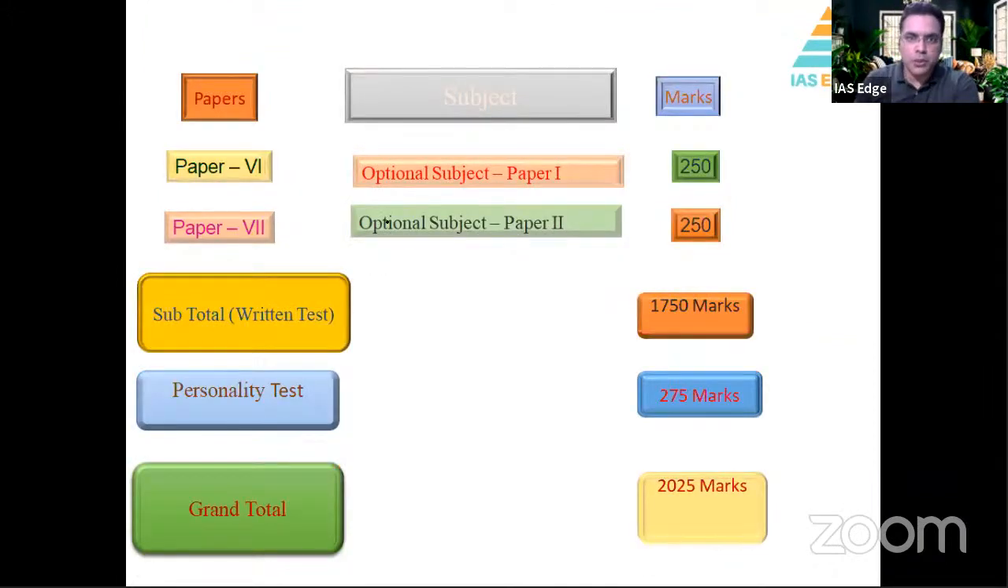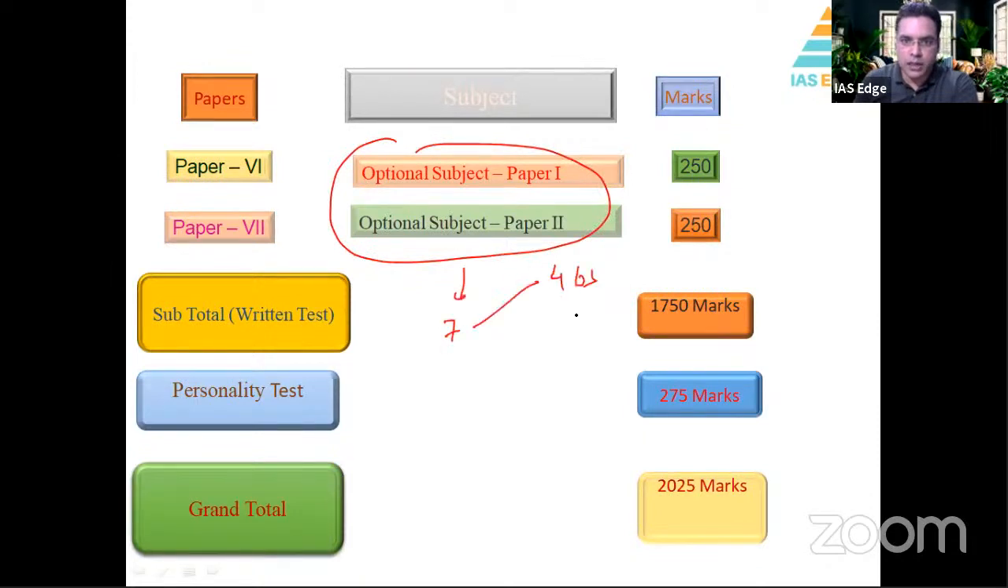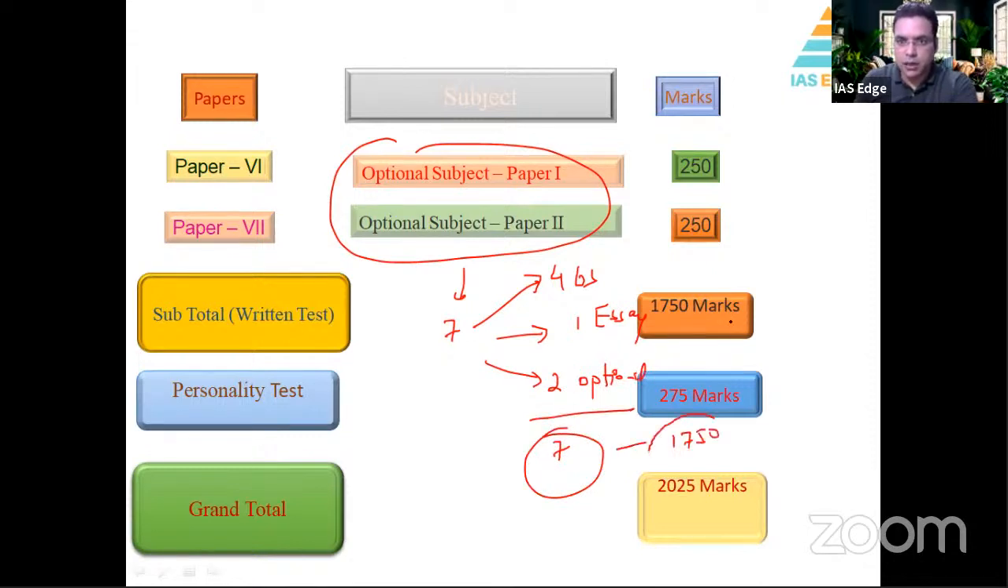Now we all know the optional subject and GS. In total there are 7 papers: 4 GS papers, 1 essay, then 2 papers as optionals. So a total of 7 papers are counted in merit, and that is 1750 marks, right? Please see that 1750 marks are counted for merit, and that is where it is important that you write good answers.